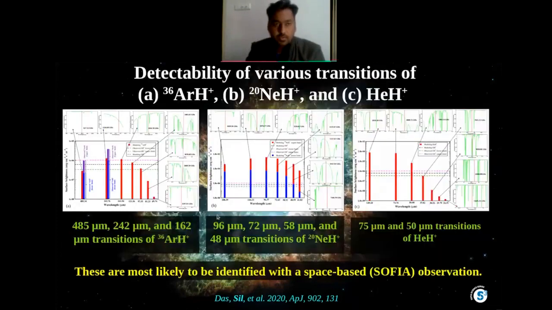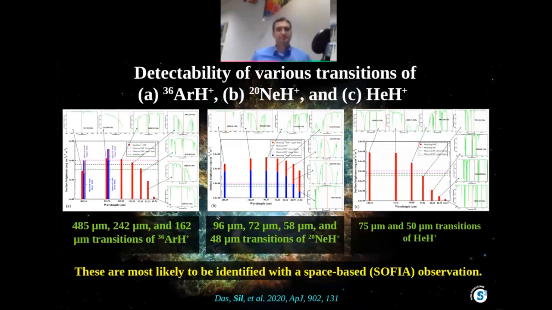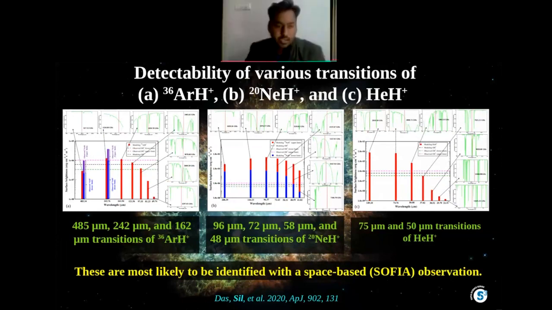Also we checked the detectability of various transitions of these hydride ions. Here we checked three parameters: the optical depth calculated from the radiative transfer model RADEX, the atmospheric transmission, and the surface brightness from our model, compared with the OH+ surface brightness of these transitions. We concluded some possible future detections using a space-based telescope.